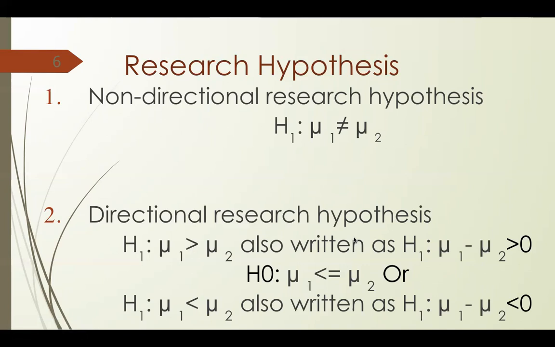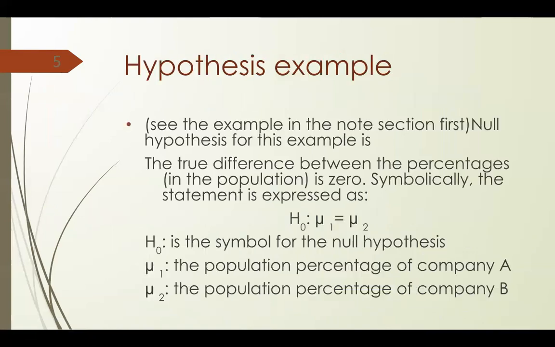So is number one in this slide directional? It's non-directional because you don't have greater or less than signs, right? Because you're not hypothesizing either one is greater. But it doesn't have an equal sign either. It says it is not equal. This is put in two portions.